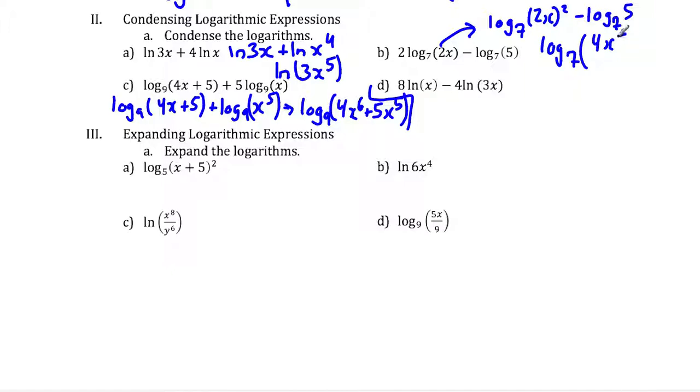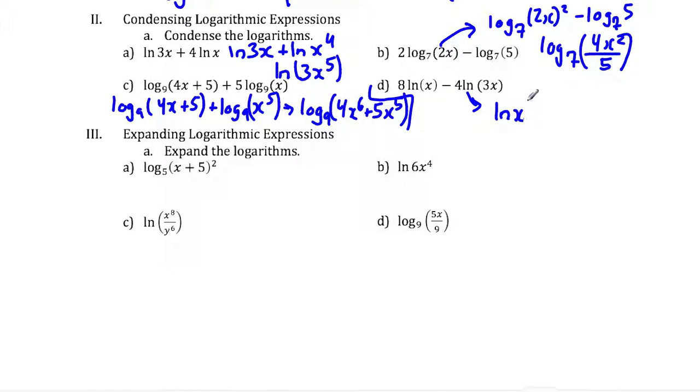4x squared divided by 5. It's divided by because this minus sign means I'm having the quotient. And finally, same deal here. I need to do my power property first.